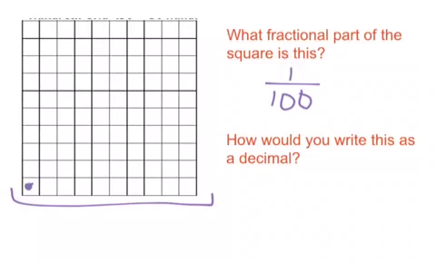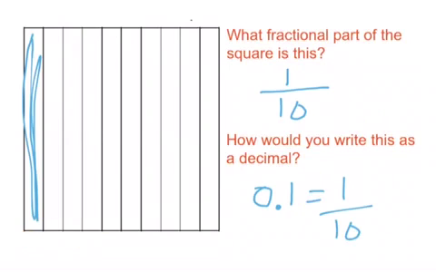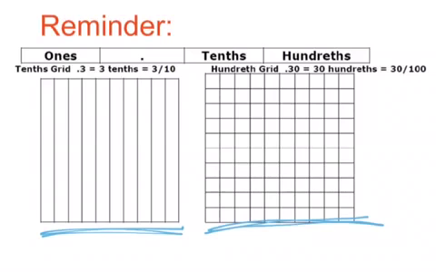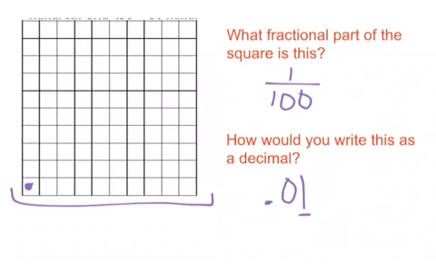If I'm going to write this as a decimal, it's going to look something like this. I have my decimal point, a 0 in my tenths place because I don't have any tenths filled in, and a 1 in my hundredths place. Remember that that is my hundredths place, like I showed you here. So 1 in my hundredths place is equal to 1 over 100, or 1/100th.